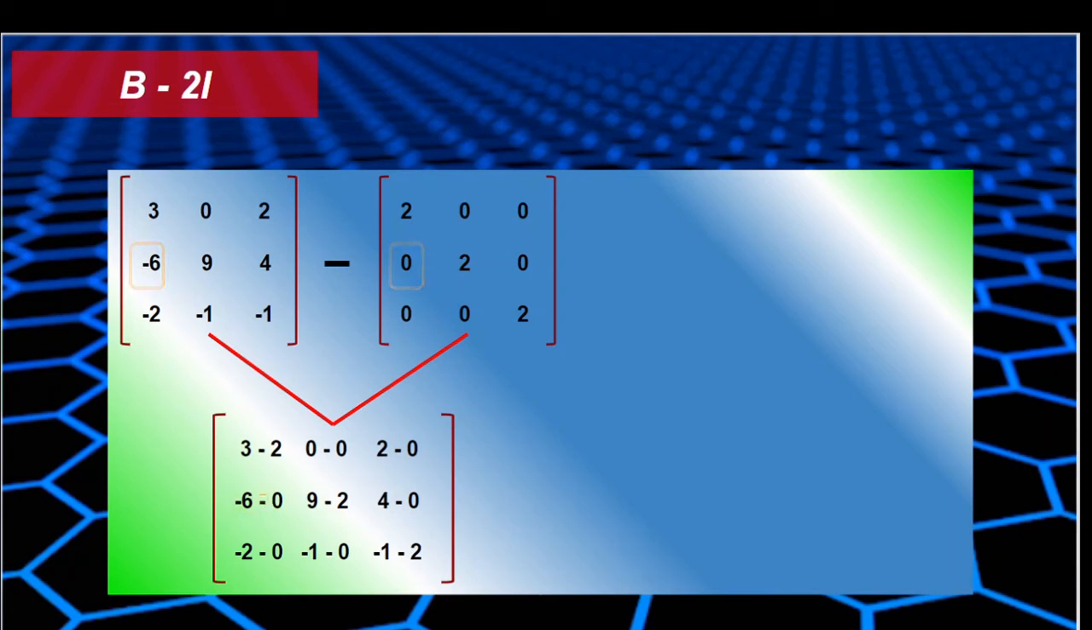Minus 1 minus 2, which is the third element on the third row, was gotten by subtracting the third element on the third row in both matrices above, and the same goes for all the others. So all these leads to our final answer as shown here.